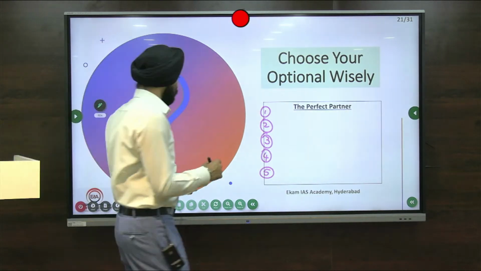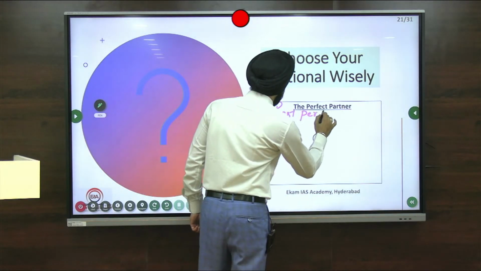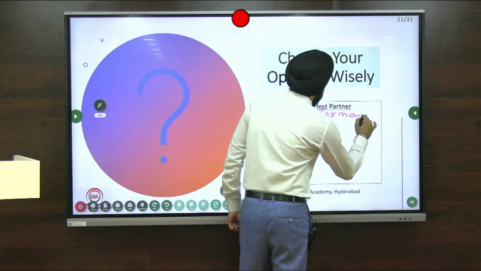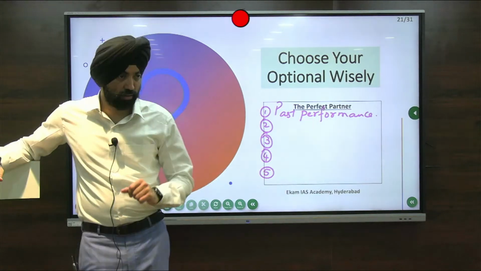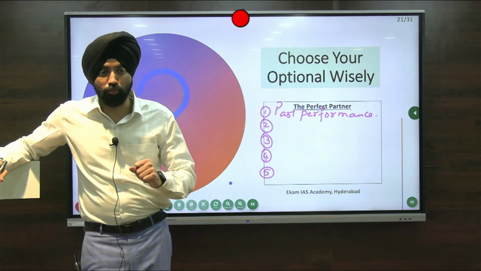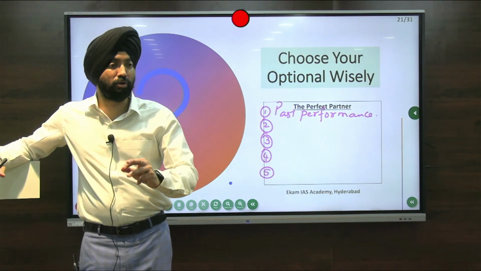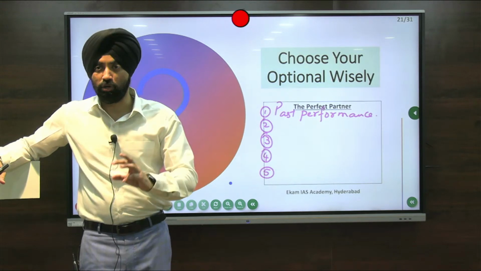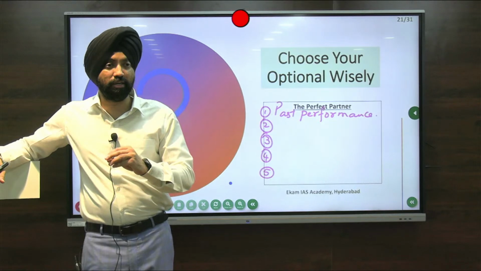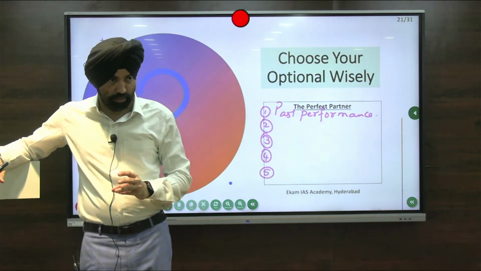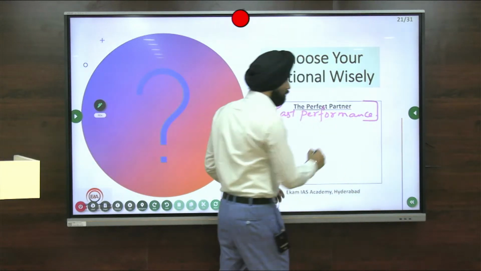The first question is the past performance of that particular optional. Whether the past performance of that optional is good or bad. See, as such, no optional is good or bad. But what happens is, in UPSC, a trend builds up that a particular subject's students get more marks. Say anthropology, sociology, PSIR, history, geography. These are the subjects where it is felt that it is easier to get 320 to 330 marks, right? And that is how the past performance becomes extremely important.